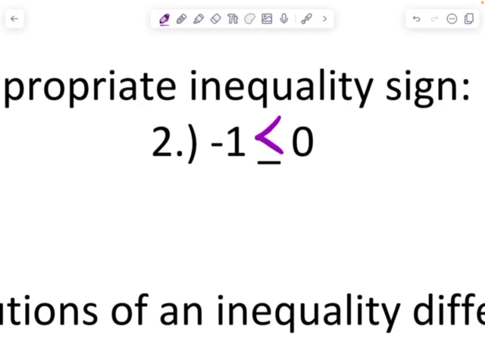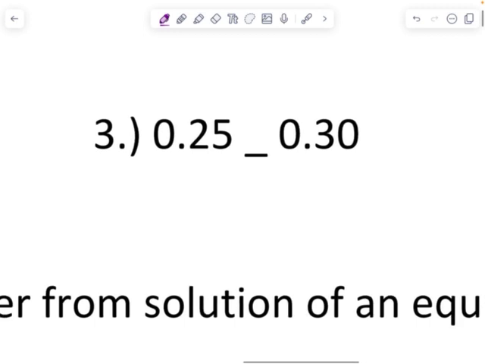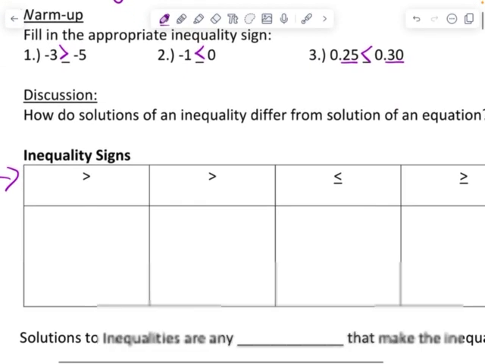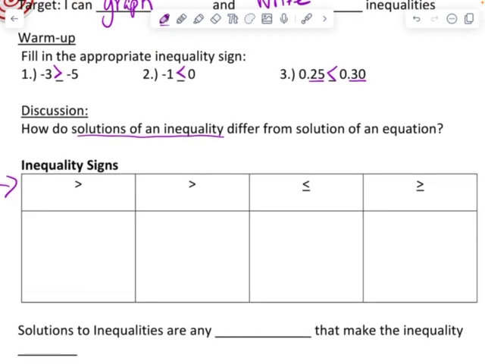Go ahead, try number 2. -1 is less than 0. And number 3, if I look at 0.25 or 0.30, which one's bigger? 0.30. Okay, so 0.25 is less than 0.30.